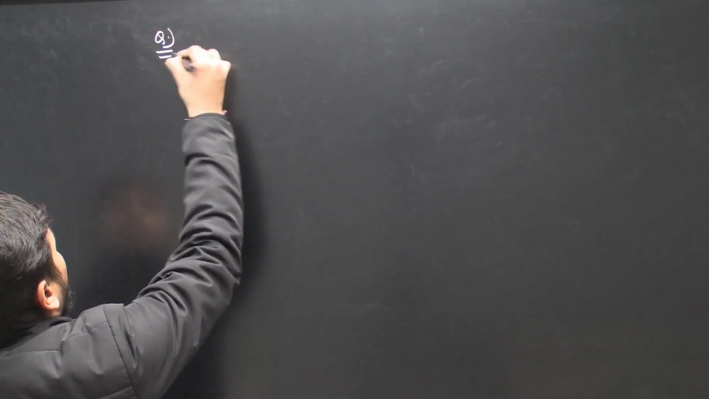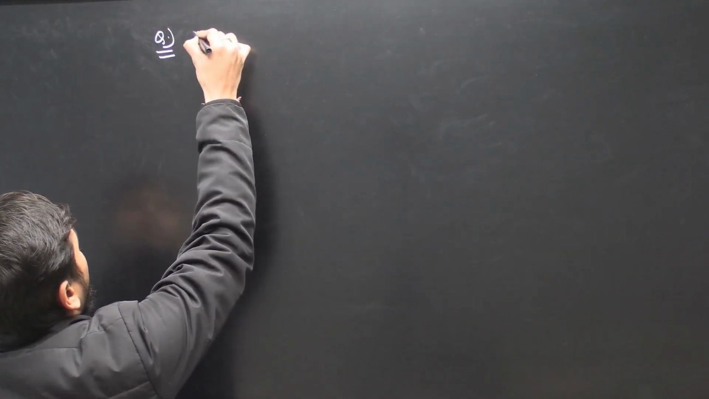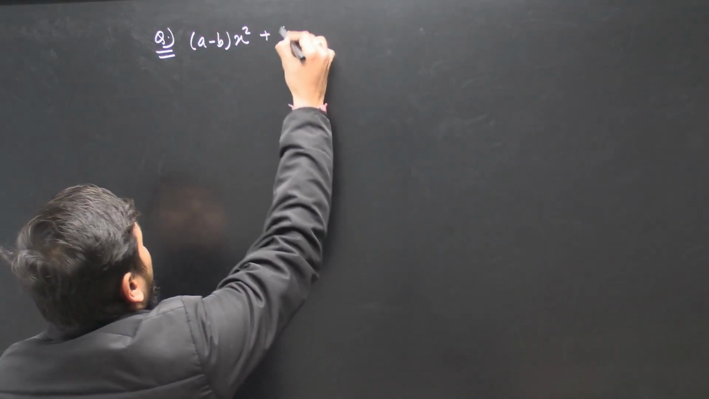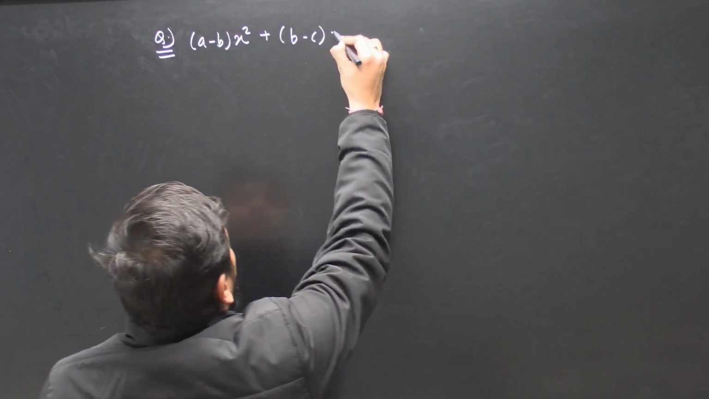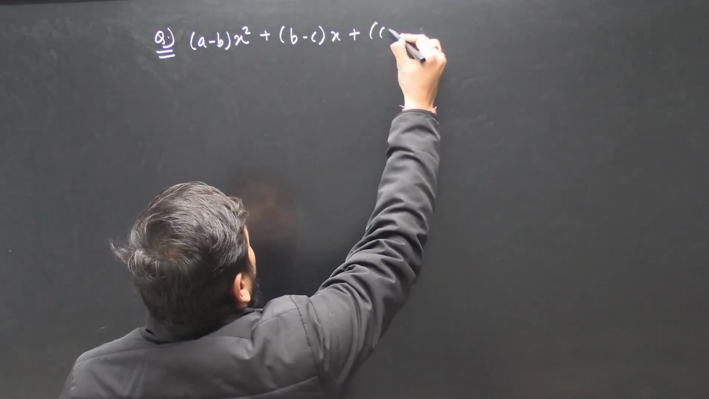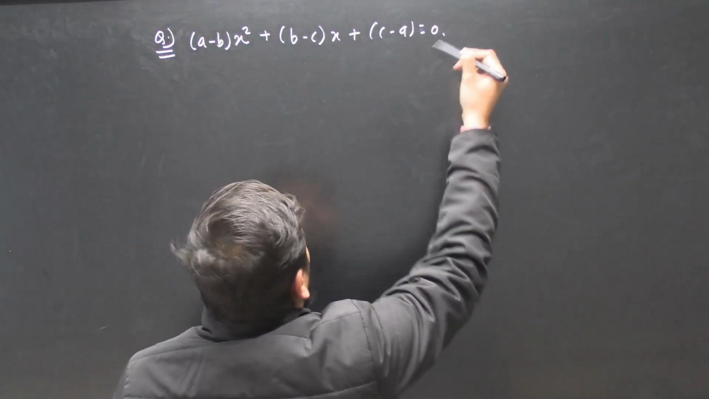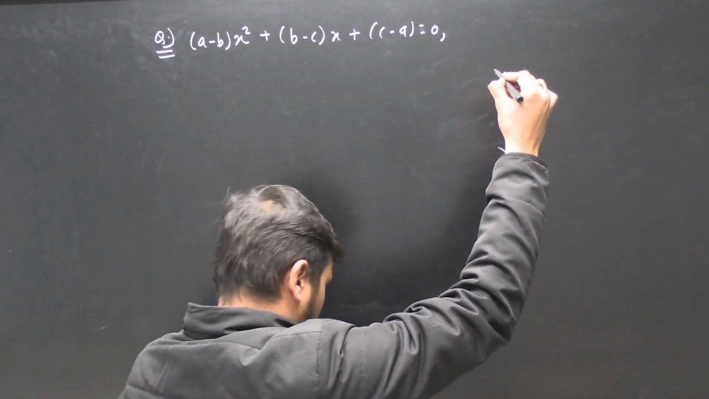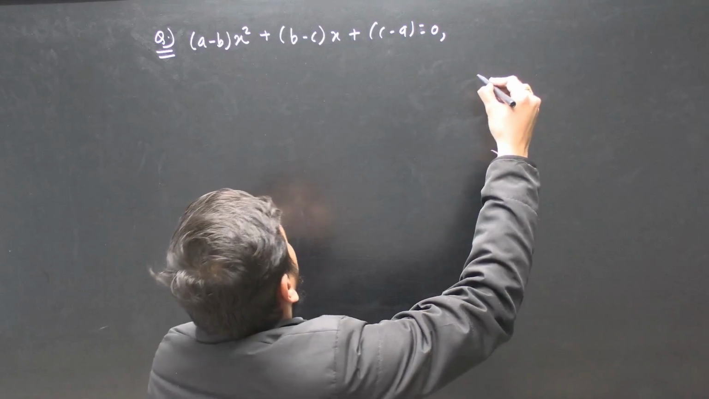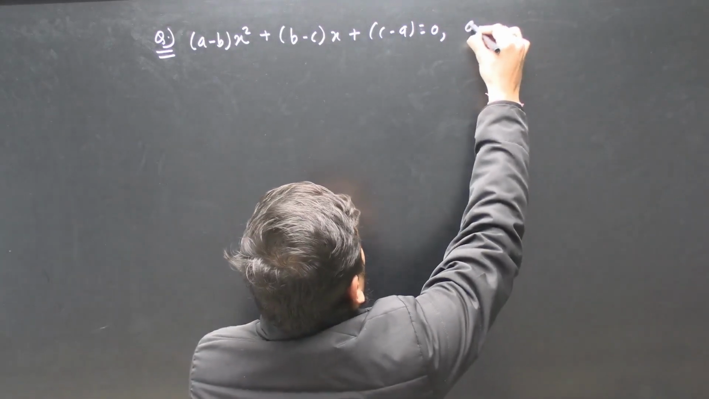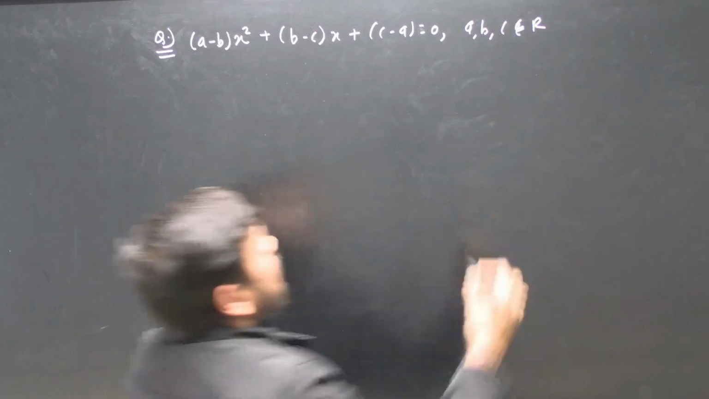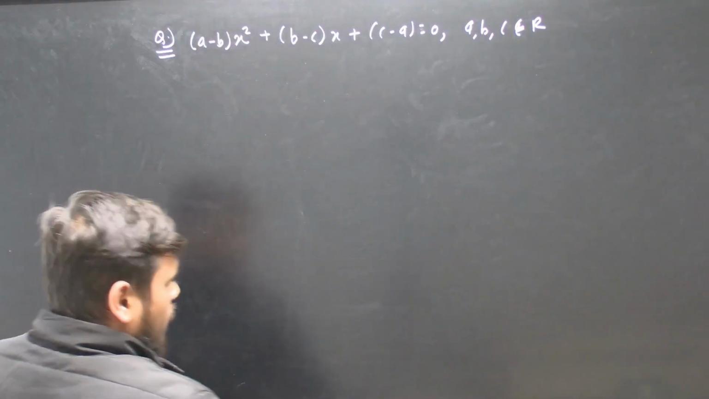Consider a quadratic equation (a − b)x² + (b − c)x + (c − a) = 0, where a, b, c belong to R. These all are real numbers, right?